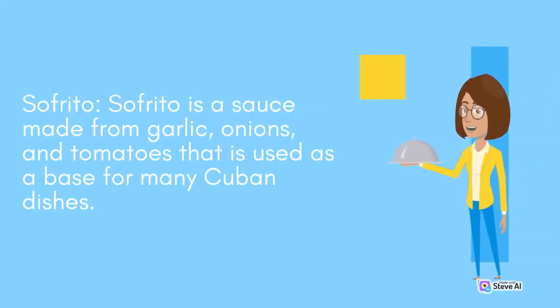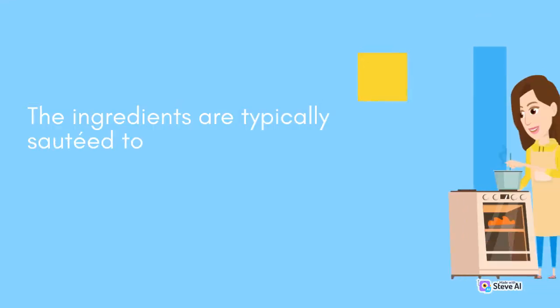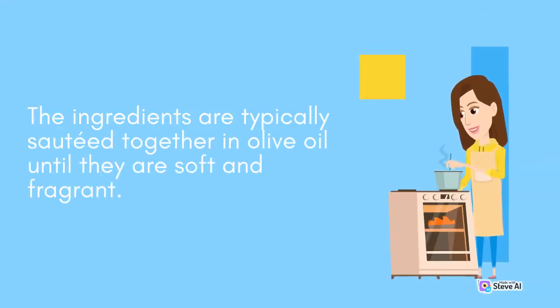Sofrito. Sofrito is a sauce made from garlic, onions, and tomatoes that is used as a base for many Cuban dishes. The ingredients are typically sautéed together in olive oil until they are soft and fragrant.